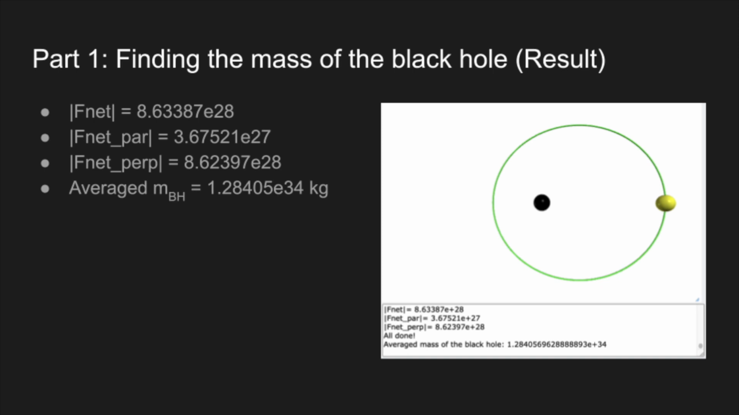As a result, the magnitude of F net was 8.63387 times 10 to the 28. F net parallel was 3.67521 times 10 to the 27, and then the F net perpendicular was 8.62397 times 10 to the 28. And lastly, the averaged mass of the black hole was 1.28405 times 10 to the 34 kilograms.